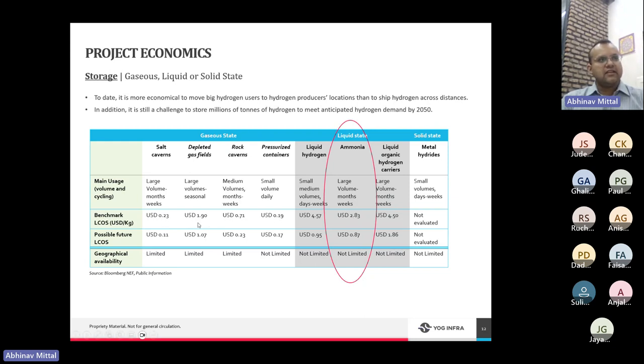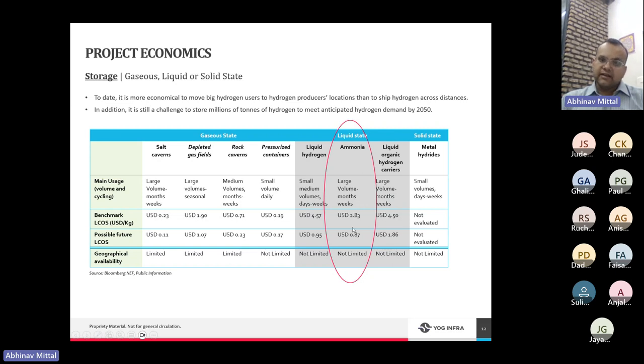So for different things, of course, if you go to natural storage methods, so these are all natural storage methods, salt caverns, gas fields, rock caverns. These can store large volumes of hydrogen in gaseous form, and they are quite cheap. Containers, as I mentioned, can only store very small volume, but they have, of course, a lower cost as well. If you want to have storage for large volumes and for a longer period of time, like months or weeks, then these are the three ways to do it: liquid hydrogen, ammonia, and liquid organic hydrogen carriers, out of which ammonia right now is still the cheapest, even after.